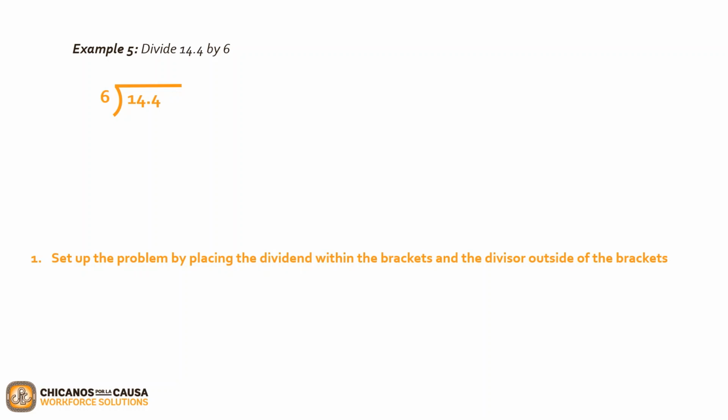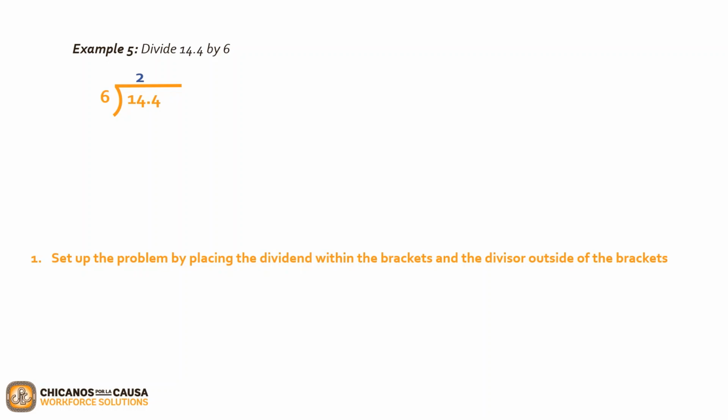Okay, now the divisor, or the number that you are dividing by, is a whole number. In this case, it's 6. Therefore, we're going to place the decimal point in the answer directly above the decimal point in the dividend, or the number that you are dividing. So the dividend is 14.4. So let's go ahead and start moving through this problem.